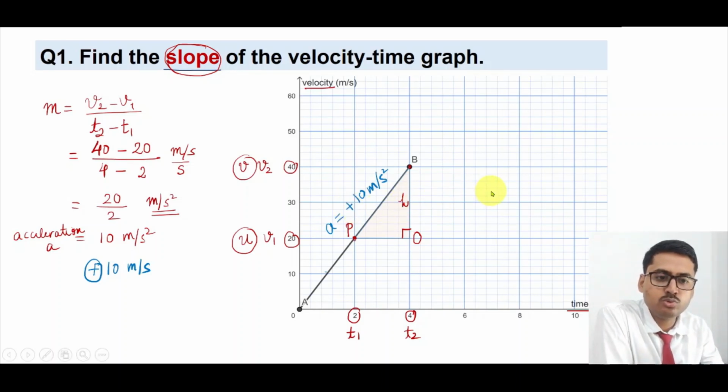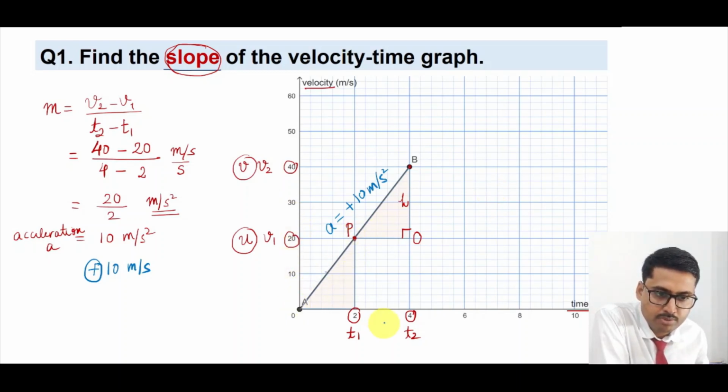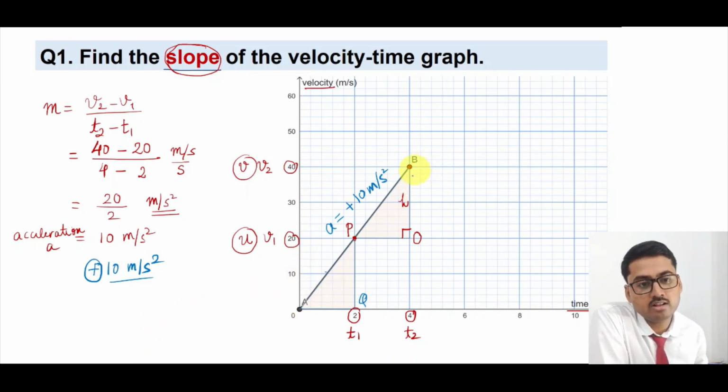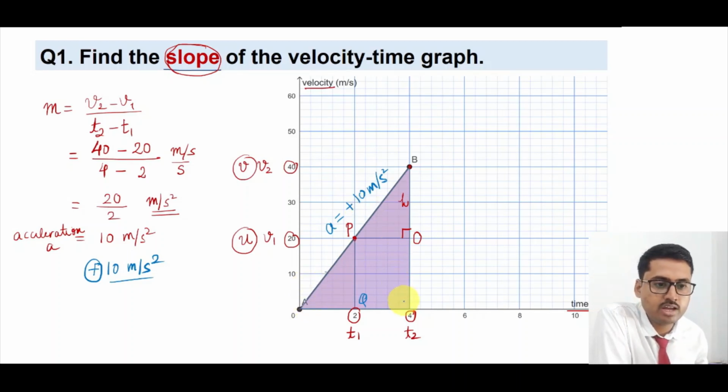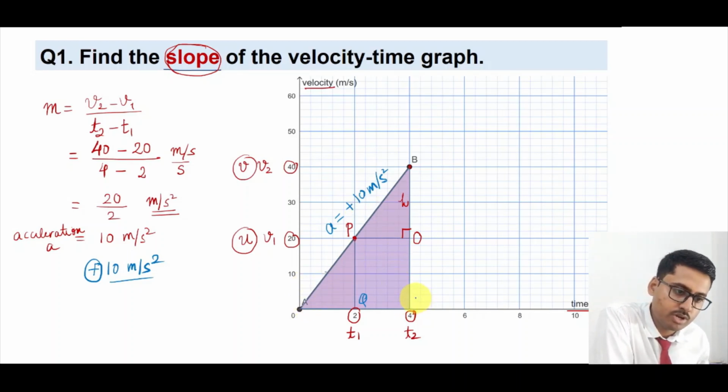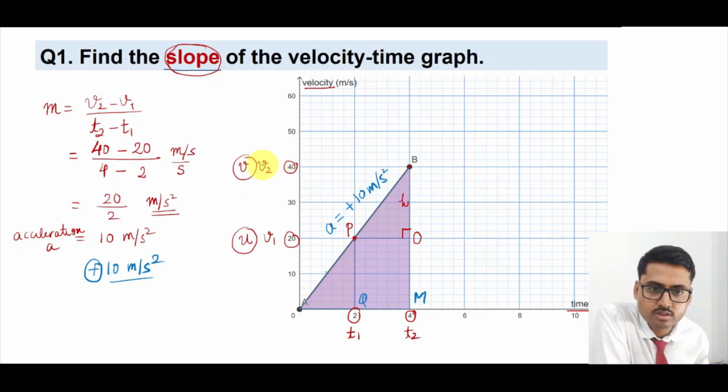Well, if you want to choose some other point, let's say you want to use this triangle A, P, and let me call this point Q. You can try this. You will get the same answer as 10 meter per second square. And if you want to take some other triangle, the biggest triangle possible over here, let's say you choose this triangle including points A, B, and let me call this point M. Then if you take this triangle and take the corresponding values of velocity and time, you get the same answer. Let me solve this quickly for you.